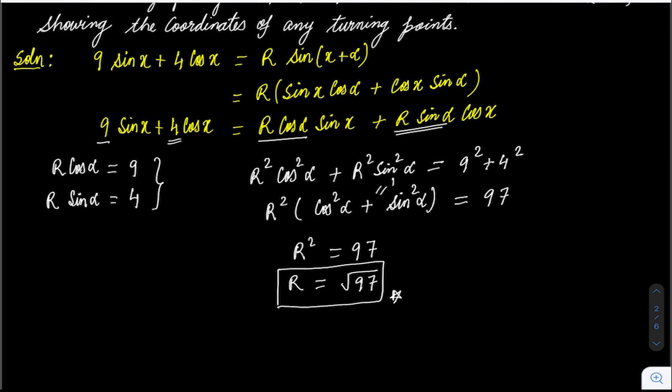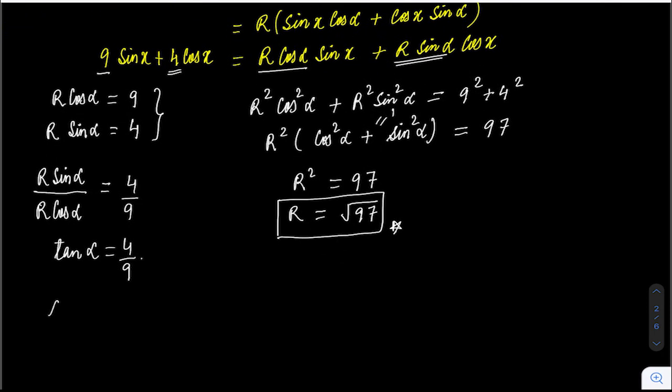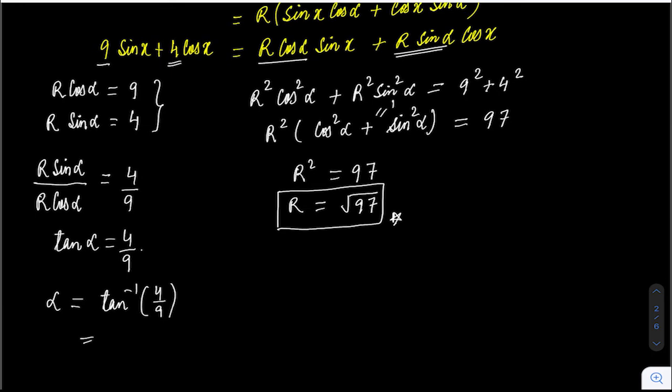And if I divide them, R sine alpha divided by R cos alpha gives me tan alpha. So this will be equal to 4 over 9. So tan alpha is coming out to be 4 over 9. Now once I have tan alpha, obviously I can find the alpha value. Alpha will be tan inverse 4 over 9. So what is this value coming out to be? This value is coming out to be 24 degrees.